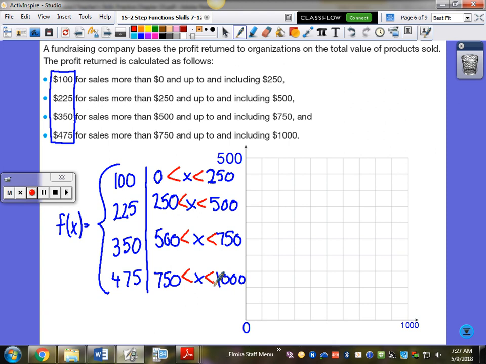And now we're going to decide where the equal bar should go. Okay, so reading the words, it says for sales more than 0. So it sounds like I don't put it by the 0. And then it says up to and including 250. So we would include the 250. So that gets the equal bar. For the rest of them, they all say that. Okay. So that's how you decide where the equal bar is going to go.